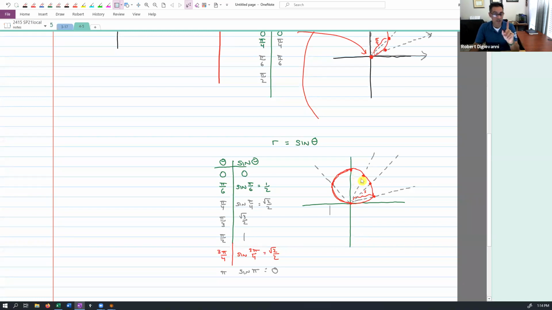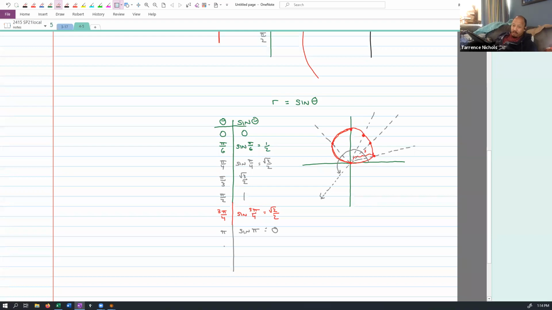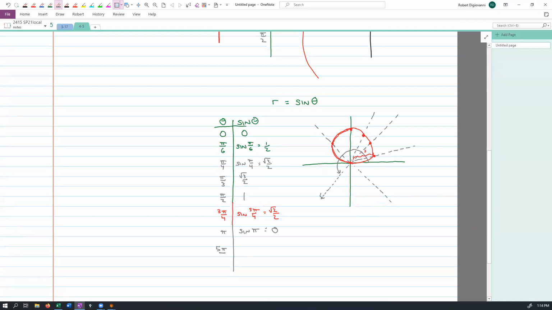Now, pay attention to this one. This one is a little tricky. What if I go to here? What angle is that? We go around to here. What's that angle? From here to here. Seven pi over 4. I think you're thinking of this one. 5 pi over 4. Yep, 5 pi over 4.